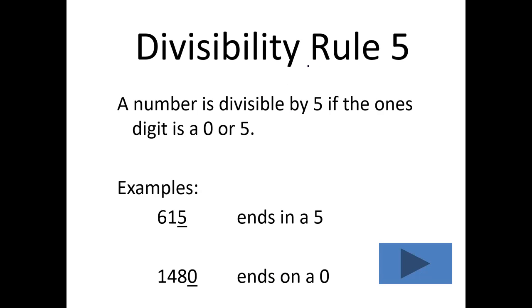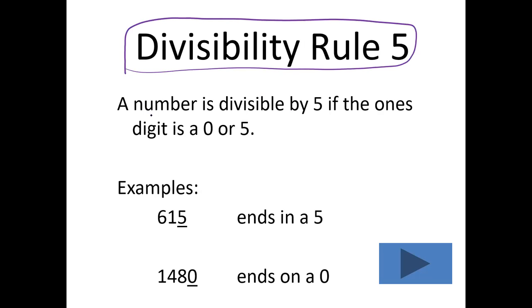Now, rule 5. Which numbers are divisible by 5? I mean, which numbers are in table 5. So divisible means it should be in the table. So, let's write table 5. 0, 5, 10, 15, 20, 25, 30. From the table, we will notice the rule. 35, 40, 45, and 50, and so on.